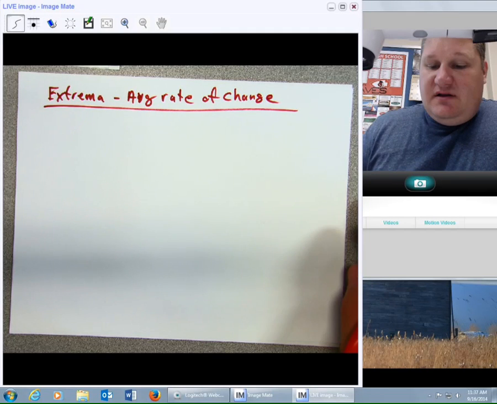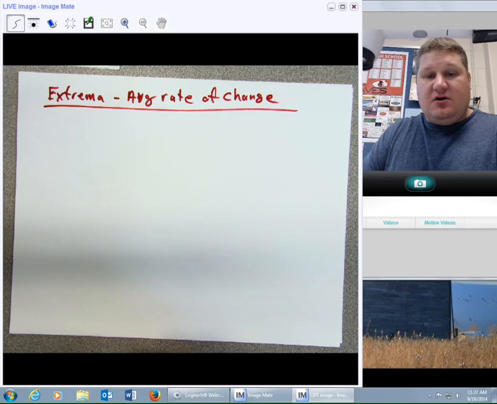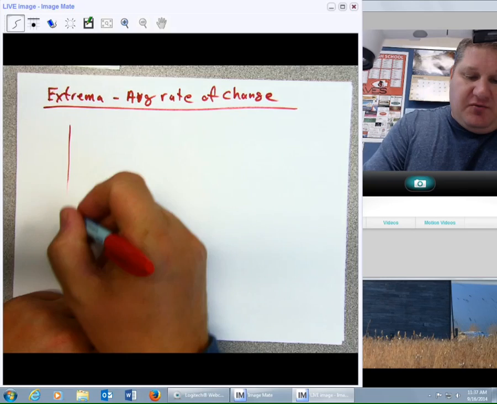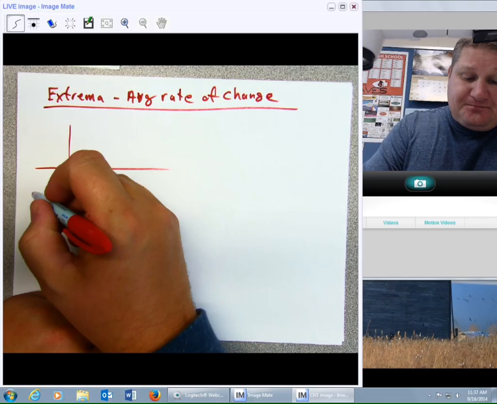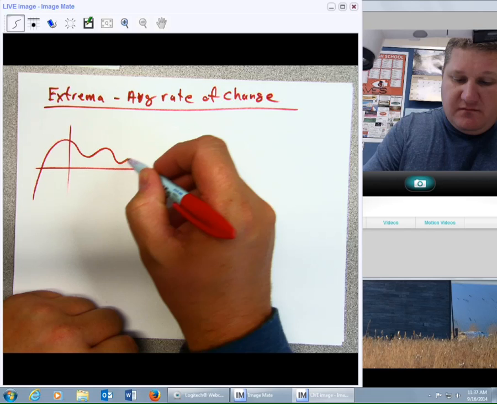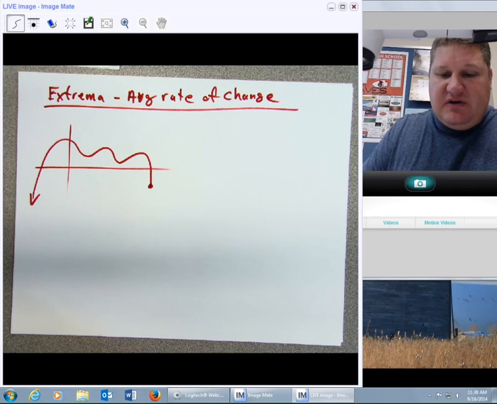Okay, ladies and gentlemen, we're going to be talking about a couple concepts in graphing. They're called extrema and average rate of change. Now, if I were to take a simple graph like this, and I have something as follows. If I have this graph, I have a number of key points on this graph.